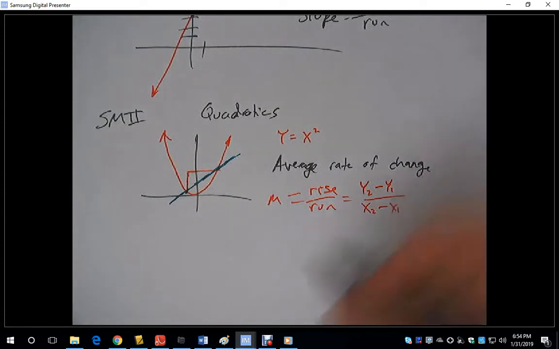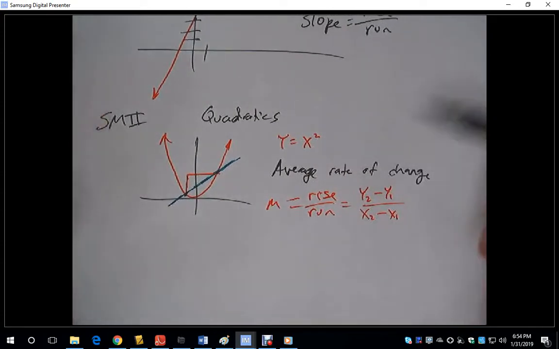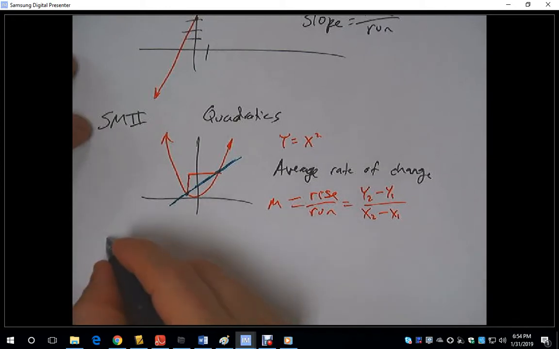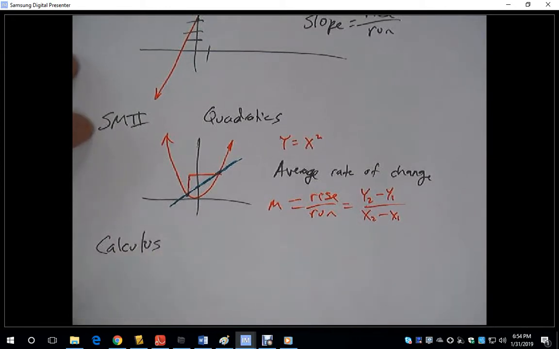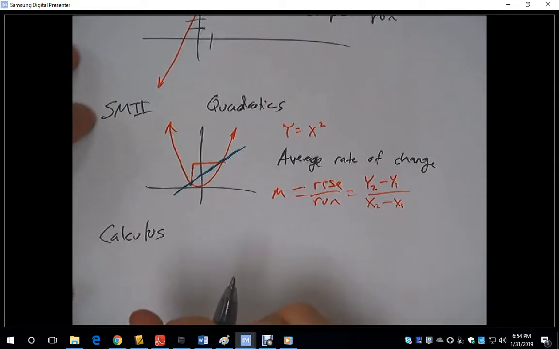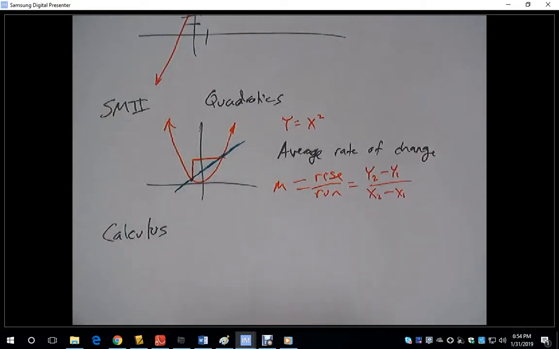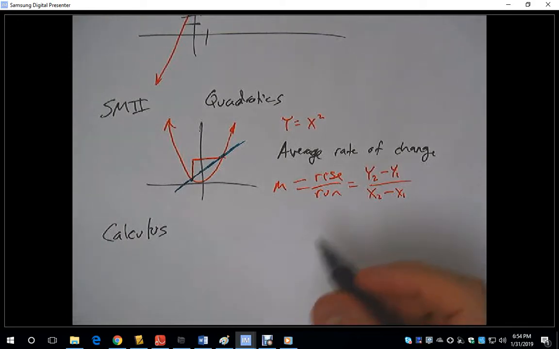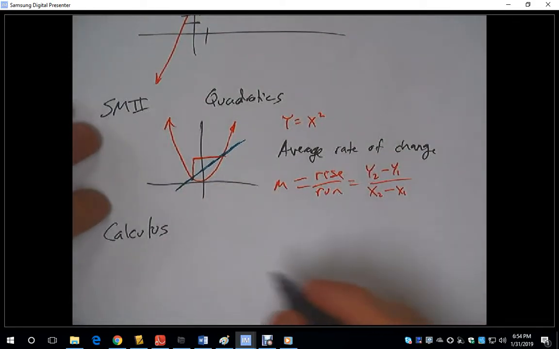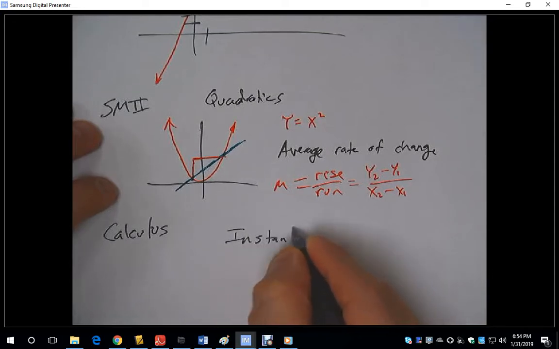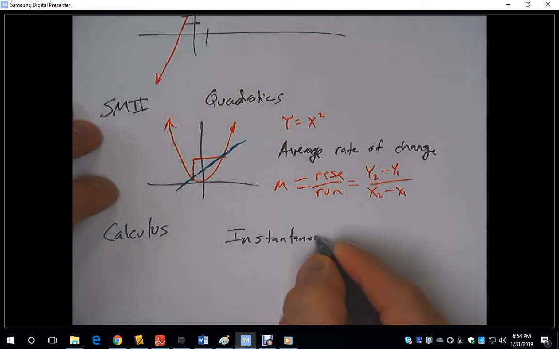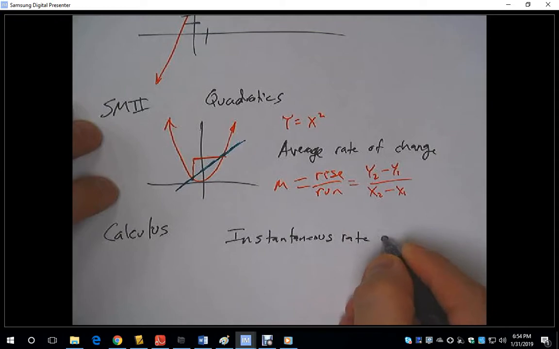And in Secondary Math 3, some of these same concepts are rehearsed again, but it's not until calculus that a new idea is introduced. A lot of times we talk about this as the gradient, or we could call it the instantaneous rate of change.